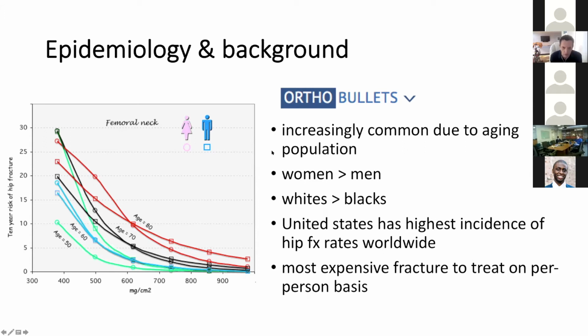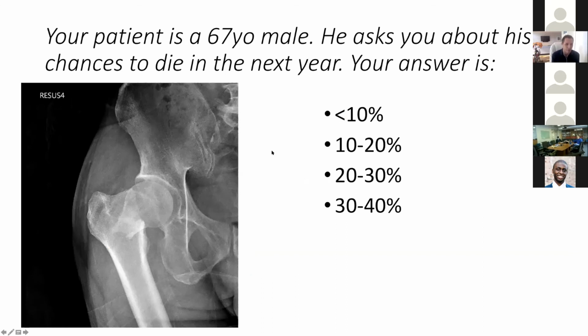Okay, another question, engagement. So your patient is a 67-year-old male. He asks you about his chances to die in the next year. Your answer is going to be less than 10%, 10 to 20%, 20 to 30% or 30 to 40%. And I am going to launch another poll. Stop sharing. Let's see. So, all right. So launch poll. Okay. So this is the same patient you saw, the vertical shear fracture, but he's 67. And he's asking you, am I going to die next year?